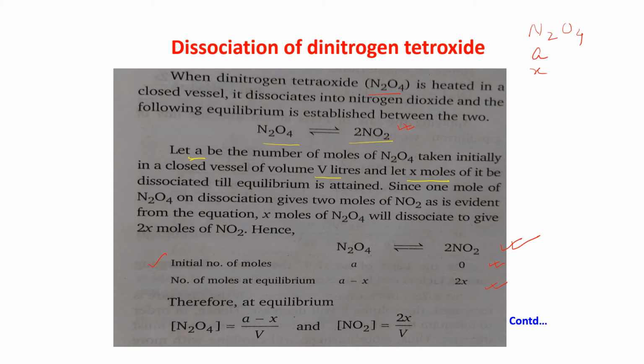Is it okay? So, at equilibrium, the concentration of N2O4 is number of moles per volume. So it will be (A minus X) by V, because the reaction is going on in a vessel which has a volume V. So its concentration is (A minus X) by V. And the concentration of the product, that is NO2, is equal to 2X by V. Is it okay?